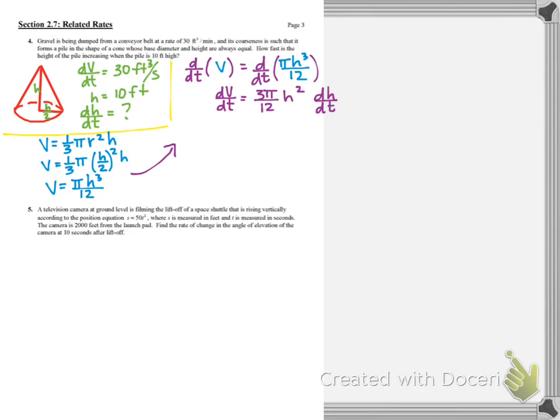Now that I've taken the derivative, I will then substitute and solve. So I'm changing dV/dt, they told us was 30. We have 3 pi over 12. h, they tell us, is 10. And then we have dh/dt. I need to solve now for dh/dt because that's what the question is asking us for.